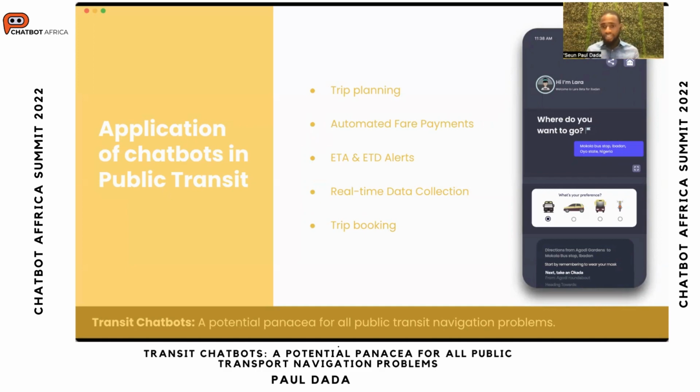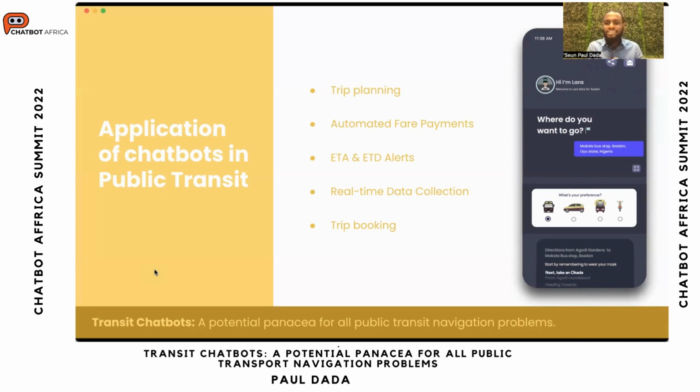The first one is trip planning. A chatbot can be deployed to help you plan your trip. What does this mean? I am at point A and I'm going to point B. How do I move from point A to point B? What bus should I take? How much should I budget for this trip? What is the time it's going to take me? What information do I need to be aware of? This all comes to planning, and this all can be done using what? Using a chatbot.